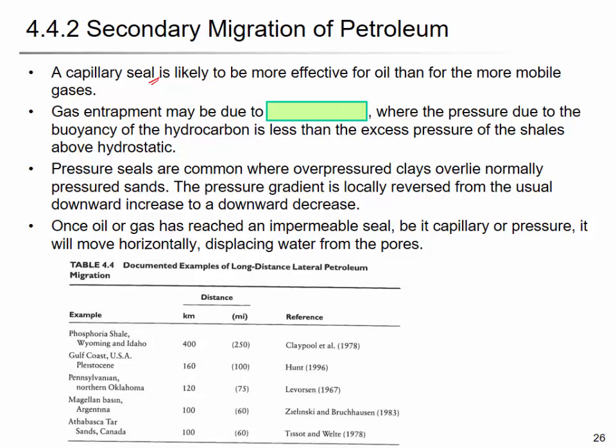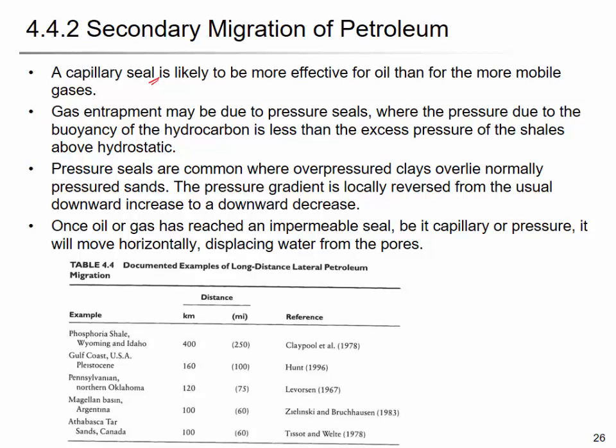Gas entrapment may be due to pressure seals, where the pressure due to the buoyancy of the hydrocarbon is less than the excess pressure of the shale above hydrostatic. Pressure seals are common where overpressurized clay overlies normally pressurized sand. The pressure gradient is locally reversed from the usual downward increase to a downward decrease.